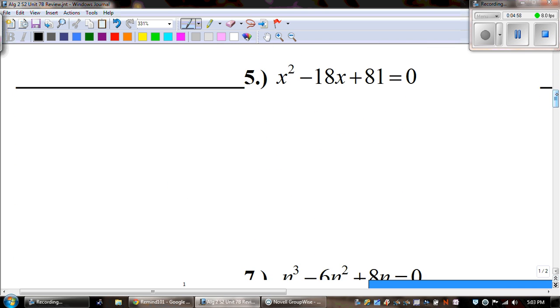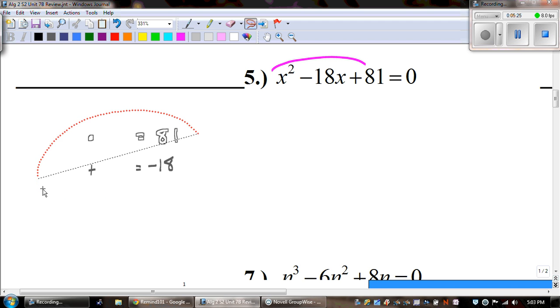All right, number 5. Is there a GCF for 5? No. Okay, well that means that we need to multiply A times C, which is 81. So I'm looking for numbers that multiply to get 81 and add to get negative 18.